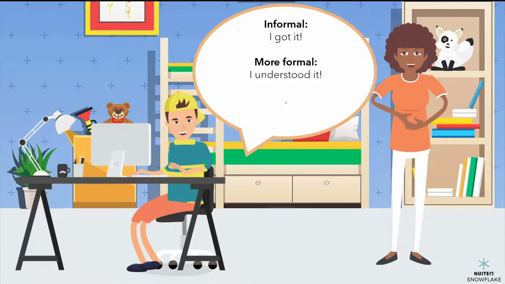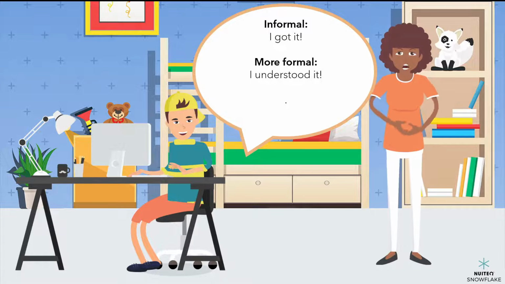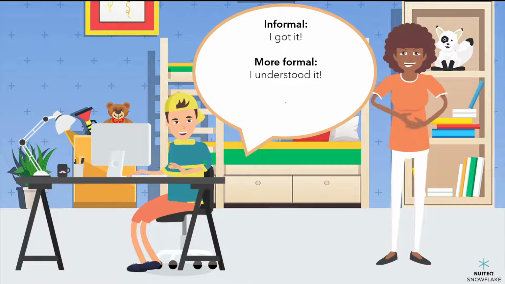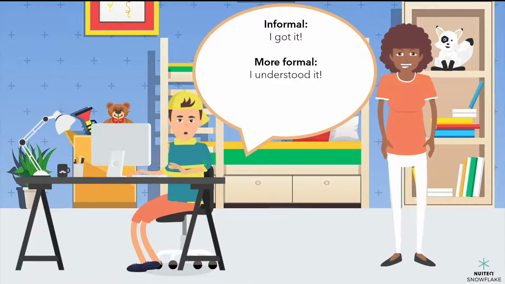And, to make it even more formal, you would avoid using the pronouns I or we. You would use passive voice. Okay, let me try. So, I wouldn't say, I understood it. I would say, it was understood.